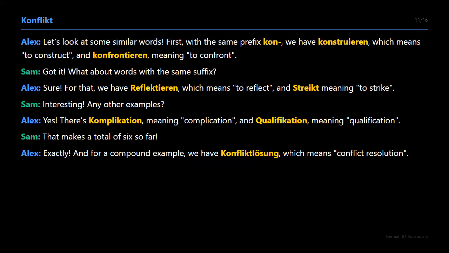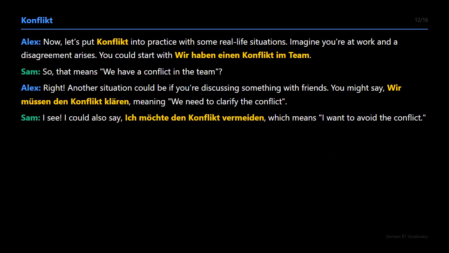Exactly. And for a compound example, we have Konfliktlösung, which means conflict resolution. Now, let's put Konflikt into practice with some real-life situations.